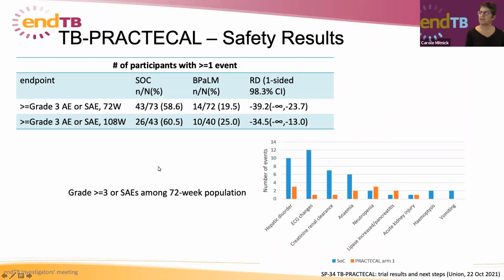A little more on the safety in TB-PRACTECAL, just supporting the previous comment that the safety profile is certainly more encouraging for this regimen, with about 20% having had grade 3 or higher adverse events or serious adverse events by week 72, and 25% by week 108. The distribution of the adverse events is a little bit different between the two arms, with more hepatotoxicity, more QT prolongations, more renal toxicity in the standard of care arm.